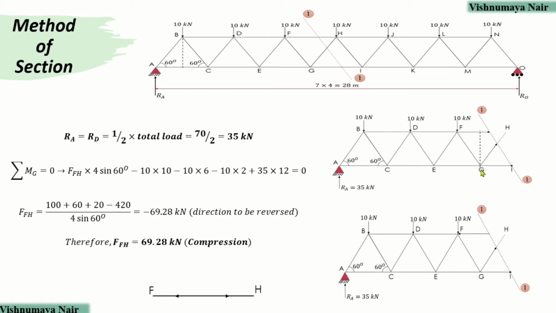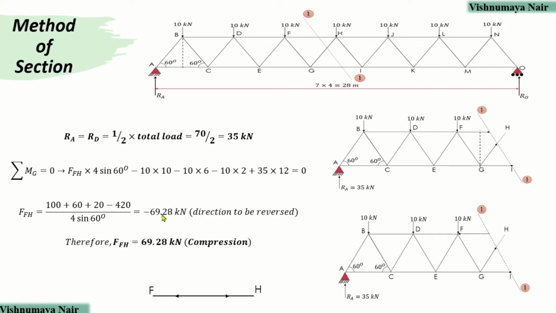Whereas the moment at joint G due to the reaction force RA will be equal to plus RA into 12. Here the moment due to RA is positive since RA creates a clockwise moment with respect to joint G. Now this whole thing will be equal to 0 and from this we can get the value of FFH. So FFH is equal to 100 plus 60 plus 20 minus 35 into 12, which is equal to 420 by 4 sin 60, which is equal to minus 69.28 kilonewton.